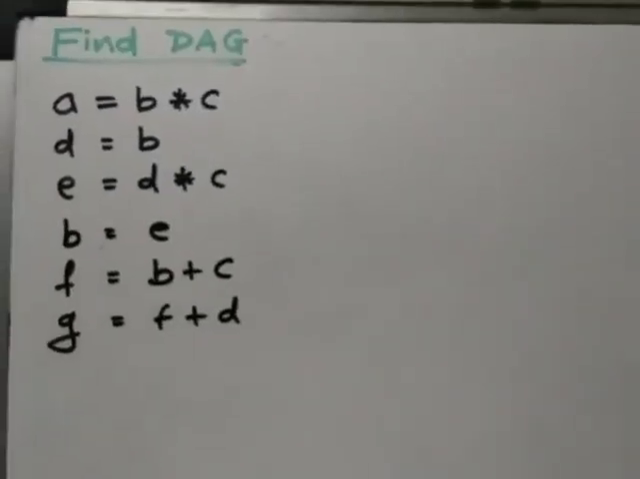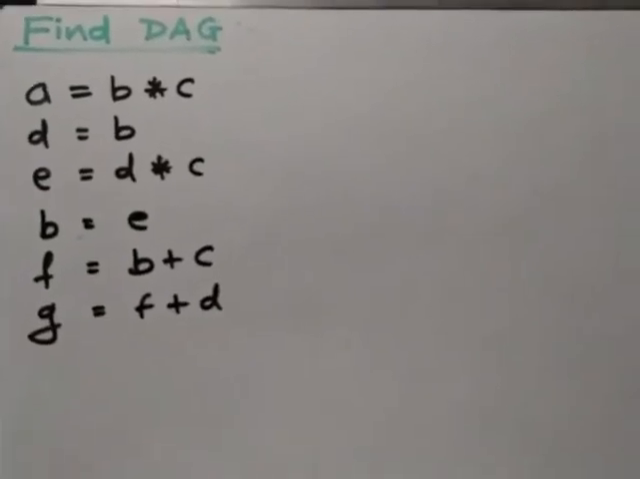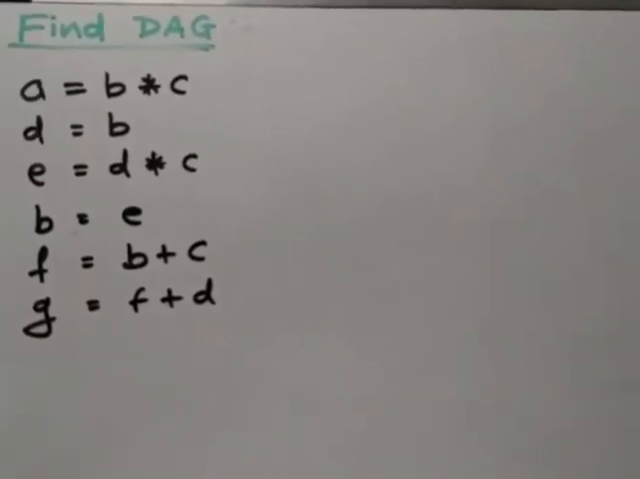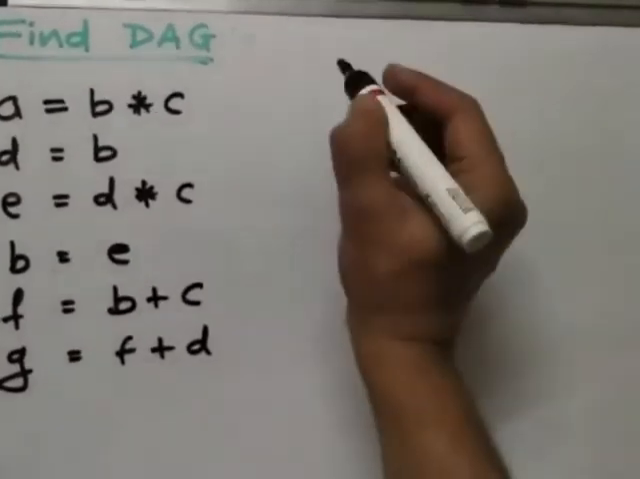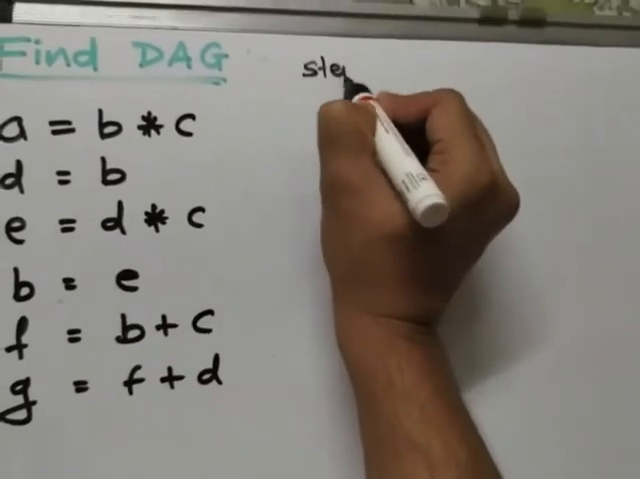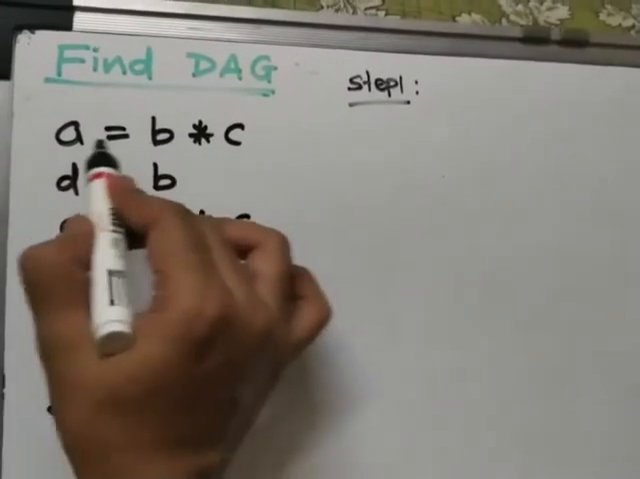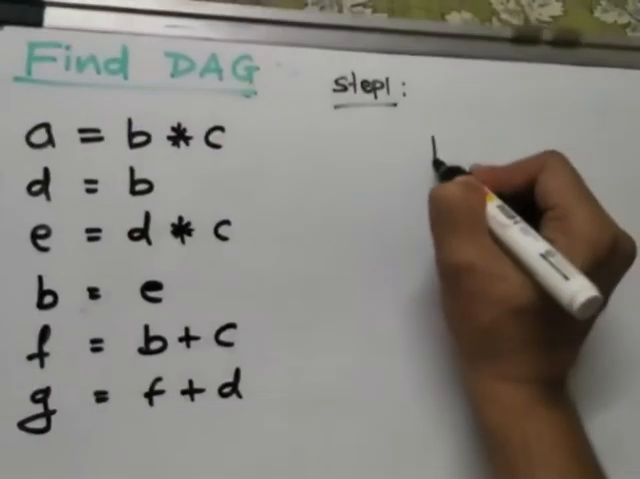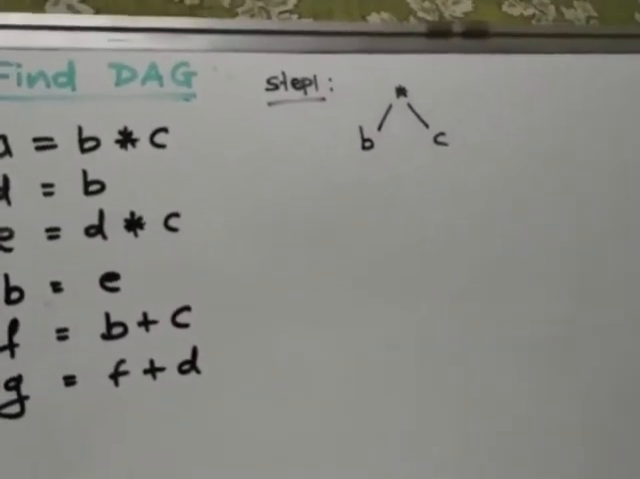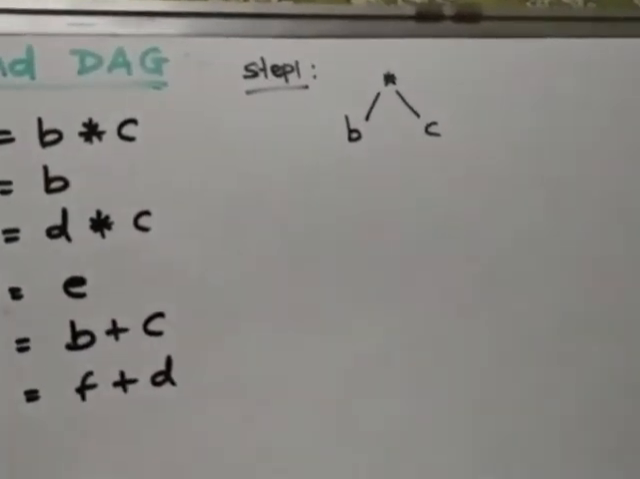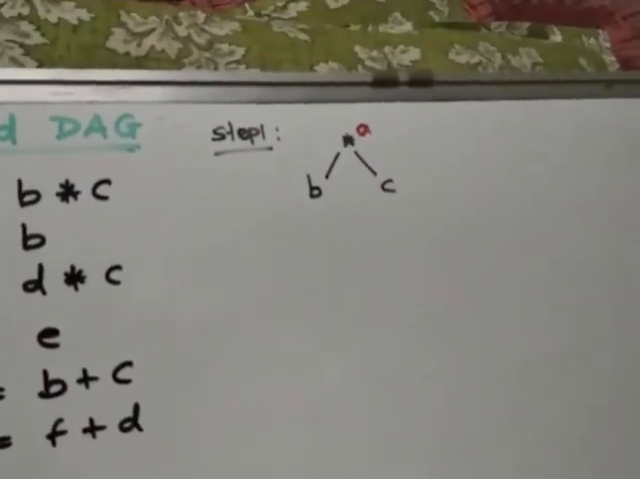Now see the next example. Here a total of 6 statements are given to you, and for these 6 statements the DAG is asked to be drawn. So let us start with step 1. In step 1, we will write or construct the part for B star C. So B star C will be there, and I will denote this particular part as A. Now go to the next step.